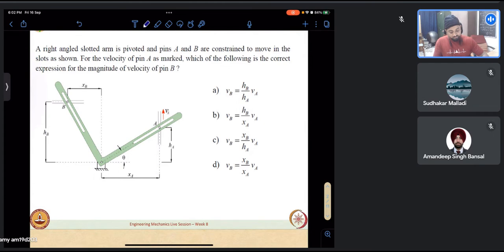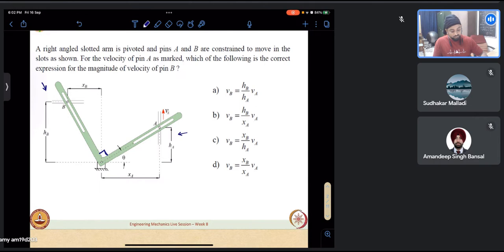A right angled slotted arm. It is given that it is a right angled slotted arm with pins A and B constrained to move in the slots as shown. We are able to see that here we have a vertical slot and here we have a horizontal slot for the pins to move.